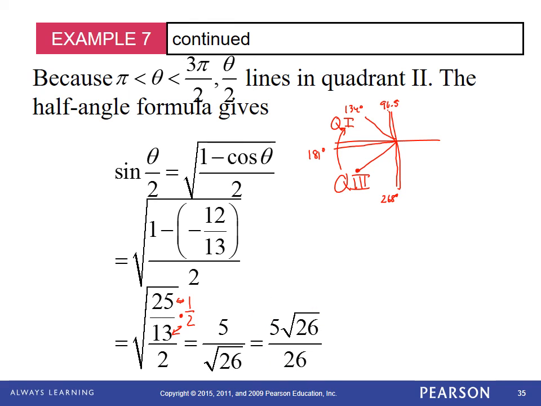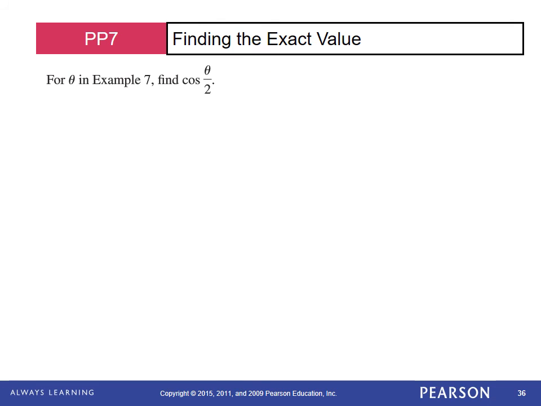Okay, let's look to our problem. Our problem still comes from example number 7. And now we want to find cosine of theta over 2. So if we think back to example number 7, don't forget, we learned that cosine of theta is equal to -12/13. And we were in quadrant 3. That's what we learned from the example from number 7.